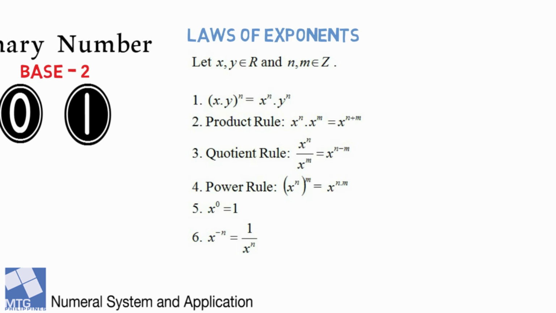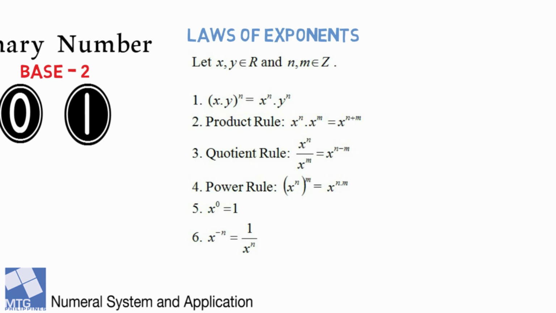Second, product rule: if x raised to n is multiplied to x raised to m, it is simply equal to x raised to n plus m. Since the bases are the same, we simply have to add the two exponents. Similarly, for the quotient rule, if we have x raised to n over x raised to m, it is simply equal to x raised to n minus m. For division, we simply have to subtract the exponents.